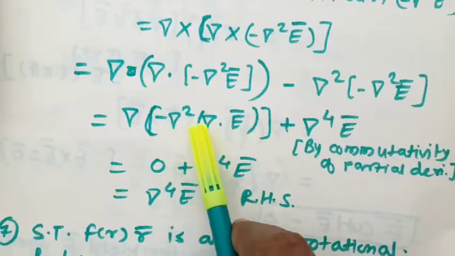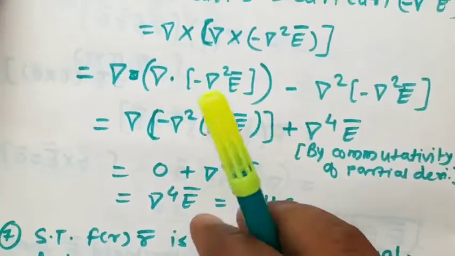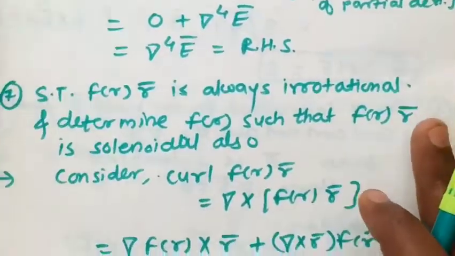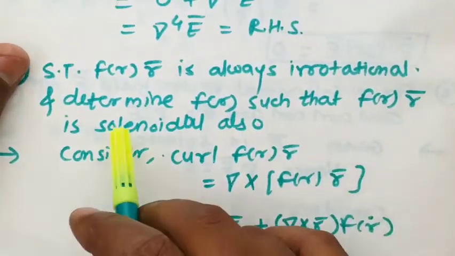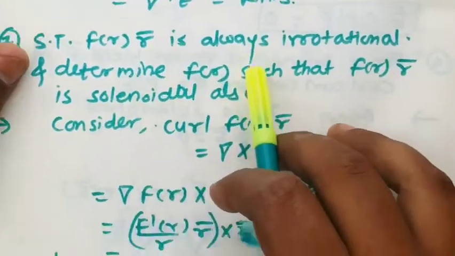Okay, so by using that result, this will be 0 and this will be equal to finally del raised to 4 E bar, which is the required right hand side. Okay, now one last problem: show that f of r into r bar is always irrotational and determine f of r such that f of r into r bar is solenoidal also.